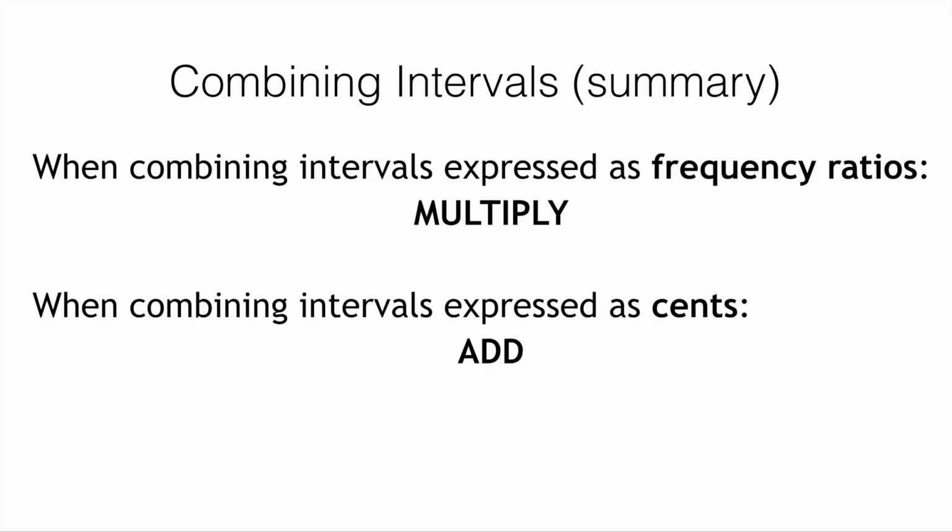To summarize this, when we're working with frequency ratios, we need to multiply the intervals together. But when we're working with cents, we can just add them together.